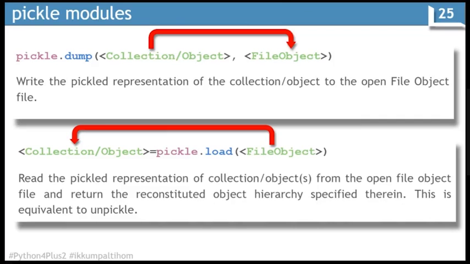So basically, when you are dumping from a collection, your content moves to the file object, where it is saved on the physical file. When you use load, the data is extracted from the file object into a collection or object, and it can be displayed to the user.